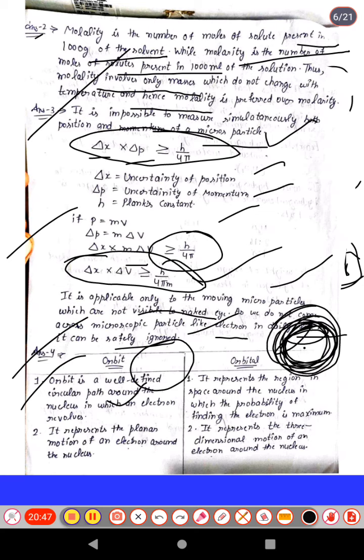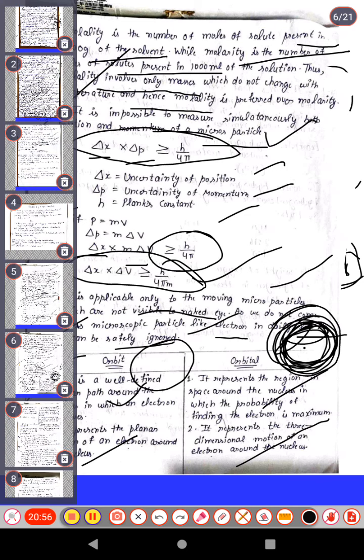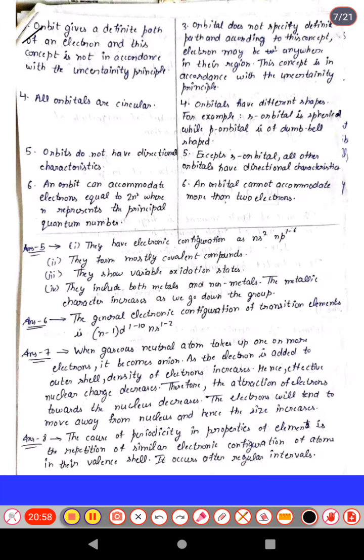This is the orbital. Next, it represents the planar motion, and it represents a three-dimensional motion. Next, an orbit gives a definite path of an electron, and this concept is not in accordance with the uncertainty principle. An orbital does not specify the definite path, and according to this concept the electron may be anywhere in the region. The concept is in accordance with the uncertainty principle. ठीक है जी, this is in accordance with the uncertainty principle, the orbital concept.